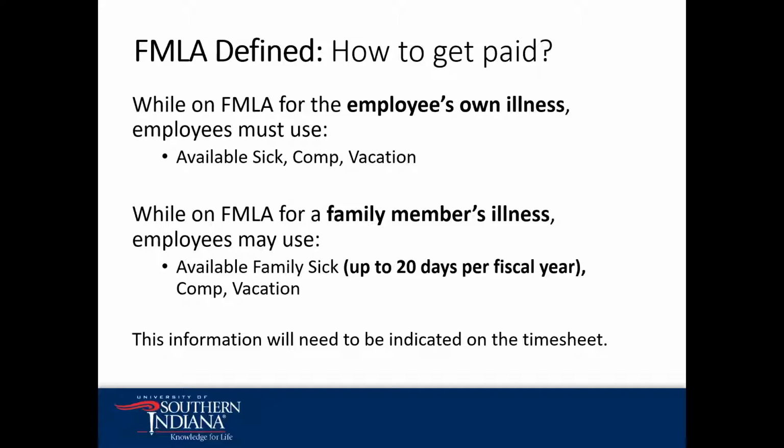Now for family members, if they're off for a family member, then they have up to 150 hours or 20 days per fiscal year. Once they use all that up, then depending on their position, if they have comp or vacation, that's what they'll get into in order to be on a paid status while they're on protected leave. This information will need to be indicated on the timesheet, so we have to make sure everything matches from beginning to end.